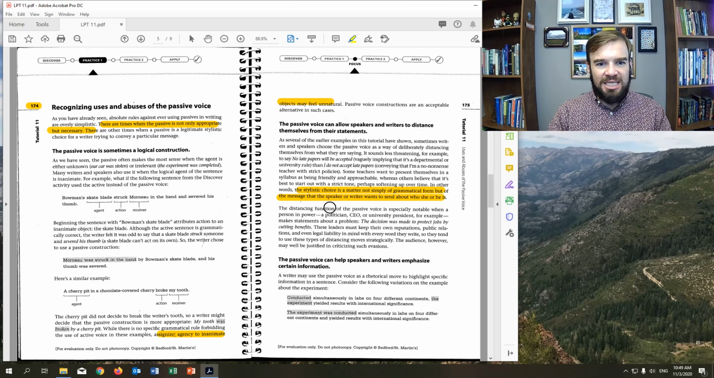Now, the distancing function of the passive voice is especially notable when a person in power, a politician, a CEO, or a university president, for example, makes statements about a problem. Quote, "The decision was made to protect jobs by cutting benefits." These leaders must keep their own reputations, public relations, and even legal liability in mind with every word they write, so they tend to use these types of distancing moves strategically. The audience, however, may well be justified in criticizing such evasions.